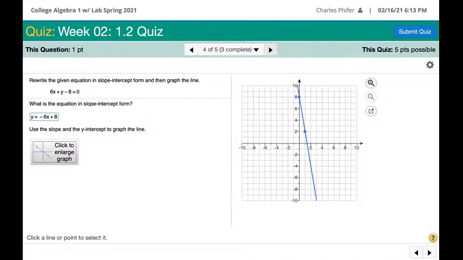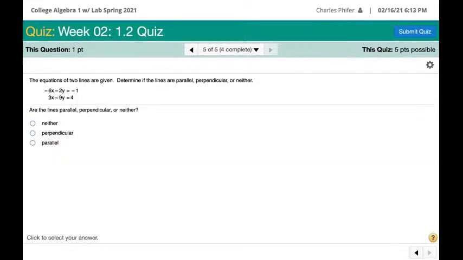The equations of two lines are given. Determine if the lines are parallel, perpendicular, or neither. Okay, so as a quick recap, parallel, perpendicular, or neither is basically a discussion on slope. If two lines are parallel, that means they have the same slope. If two lines are perpendicular, then the first slope times the second slope equals -1. Or you may have heard it as the slopes are negative reciprocals of each other. Those two terms mean the same thing.